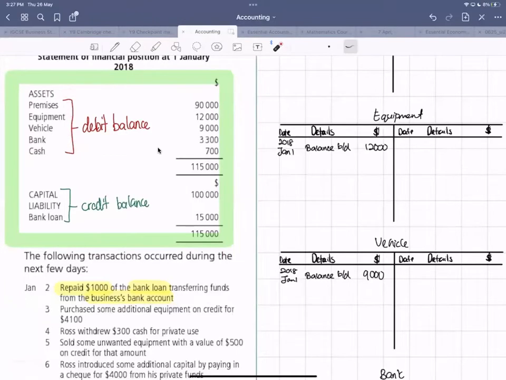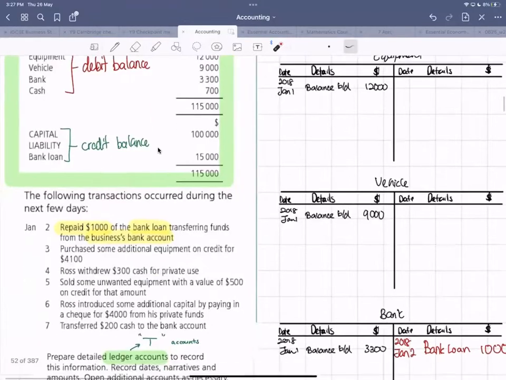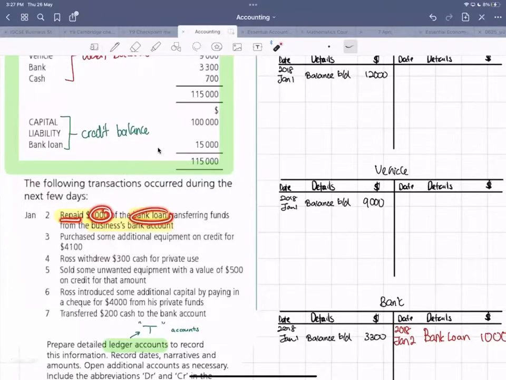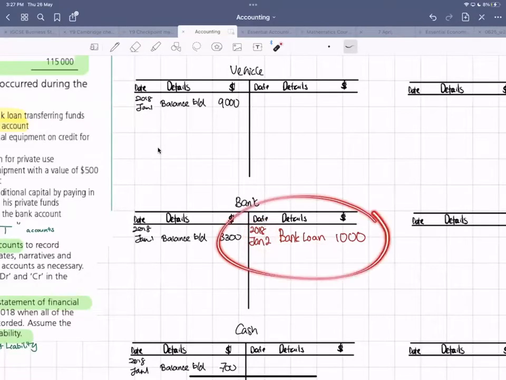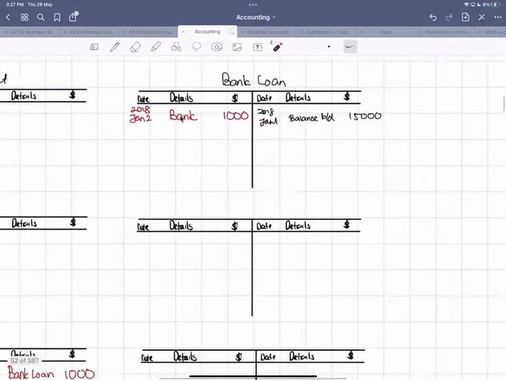So if you look at transaction number 1, I've also done it for you. You can see we paid 1,000 bank loan transferring funds from business's bank account. Bank account, come out the money. It means you paid using bank account, which is on the credit side. Paid for what? Bank loan. On what date? This date. So when you do it, you need to do your double entry. You credit one side, you need to debit another account. So now we need to debit into bank loans account $1,000 from bank.